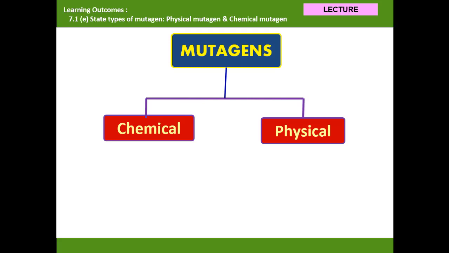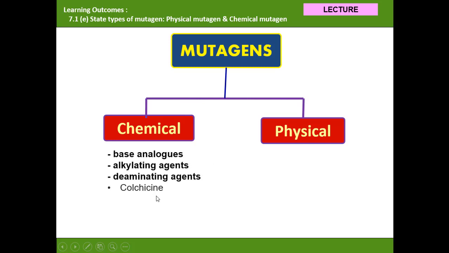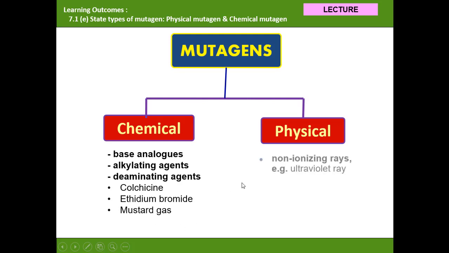As I mentioned earlier, mutagen can be divided into two, which are chemical and physical mutagen. And you must know the example for each of the following types of mutagens. The examples for chemical mutagens are colchicine, ethidium bromide, and mustard gas. While the examples for physical mutagens can be either non-ionizing rays such as ultraviolet ray, and also ionizing rays such as X-ray, alpha ray, and beta ray.